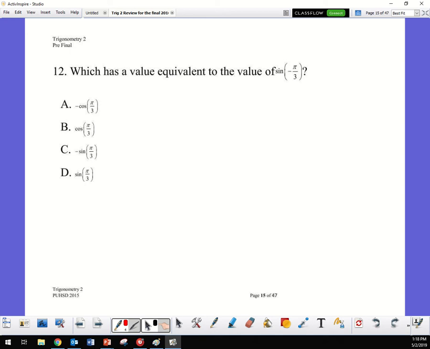All right, so on this one, which has an equivalent value to the sine of negative pi over 3? So now, if I have my reference sheet, that is also my unit circle. So from there, if I go down pi over 3, that'd be the same as doing a coterminal, right? Yes. Coterminal. So I would add, if it's in radian, how much? 2 pi. So I'm going to add 2 pi.